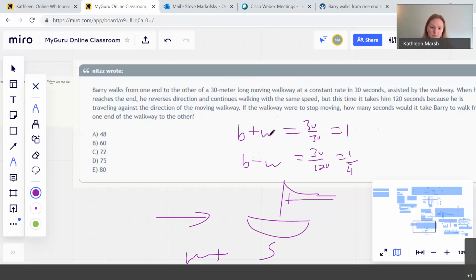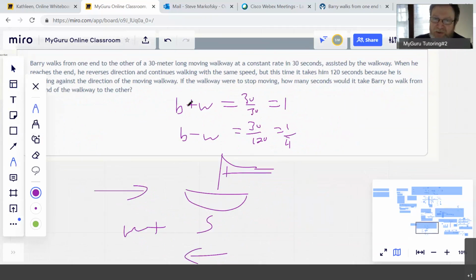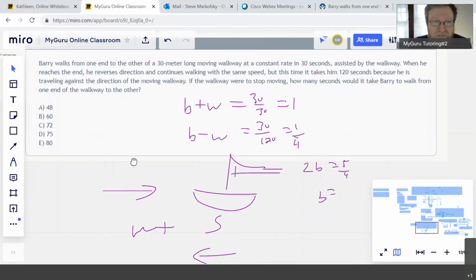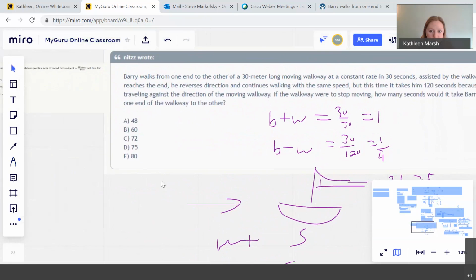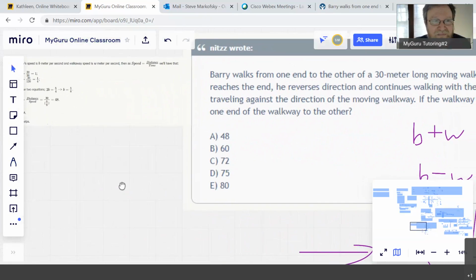That's what I didn't realize, that I needed to combine the equations essentially. Yeah, exactly. Are you comfortable with that kind of process? Yes. Okay. So it would just be 2b is equal to 1 plus 1/4. So 2b equals 5 over 4. B equals 5 over 8. And then you've got that 30 there, right? Oh, yeah. Right.